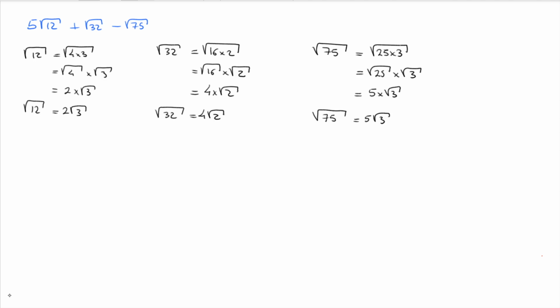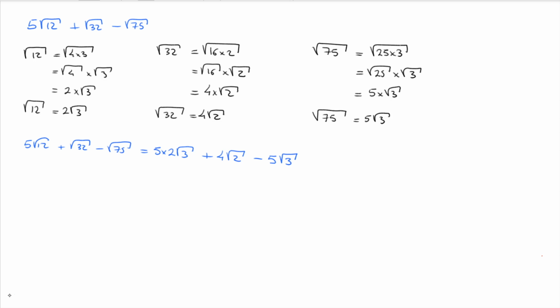Now that we've done all the groundwork, we go back to the initial expression we had here in blue, and we can write that 5 root 12 plus the square root of 32 minus the square root of 75 is equal to 5 times 2 root 3 plus 4 root 2 minus 5 root 3.